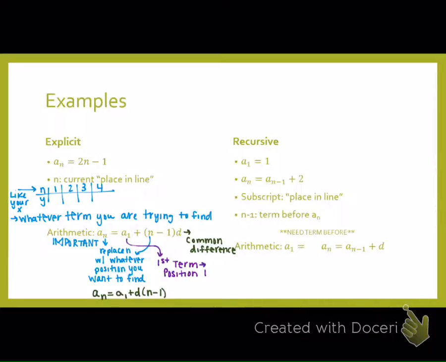Okay, so let's think about this for a second here. N is your position in line, right? Didn't we talk about that? So I told you guys we typically start at 1. If I do 1 minus 1, what do we get? 0, which means we only have an a sub 1 left over, right?